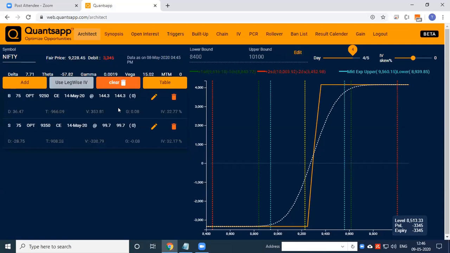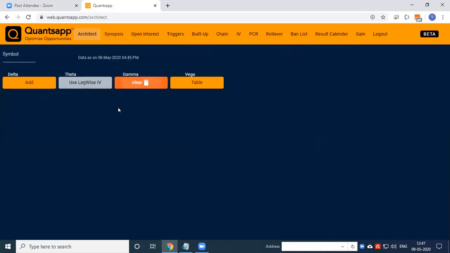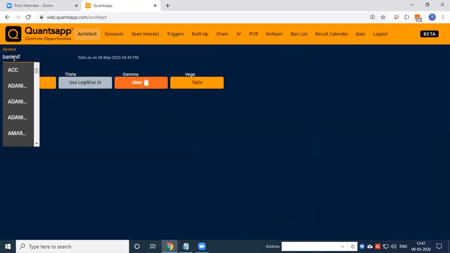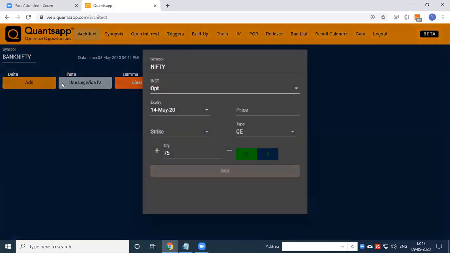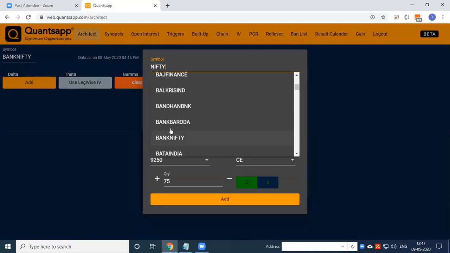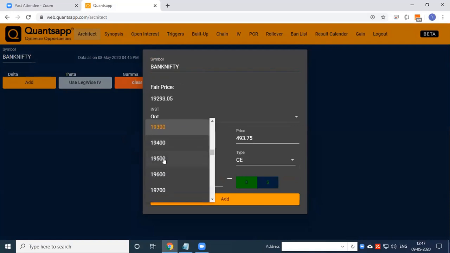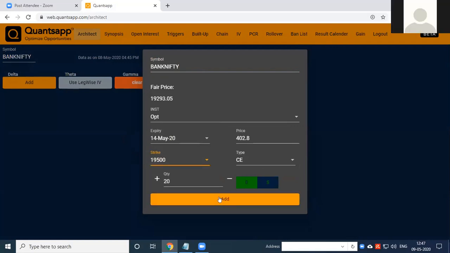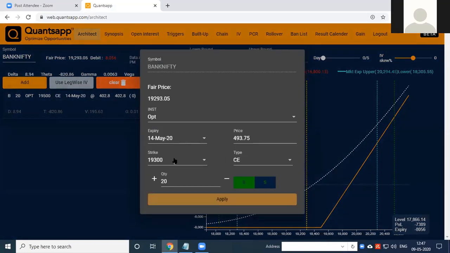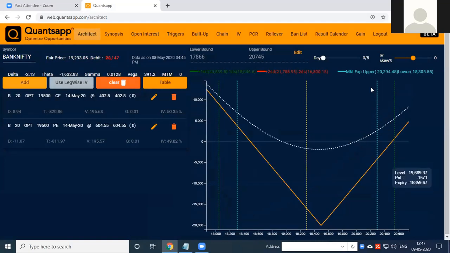So we can do the reset, we can clear this position, and say for instance now we want to do Bank Nifty. Okay, I add Bank Nifty. So let's do, say for instance, a 19500 straddle. So I buy 19500 call, I buy 19500 put, apply. So if you look at the straddle, the graph is like a V shape.